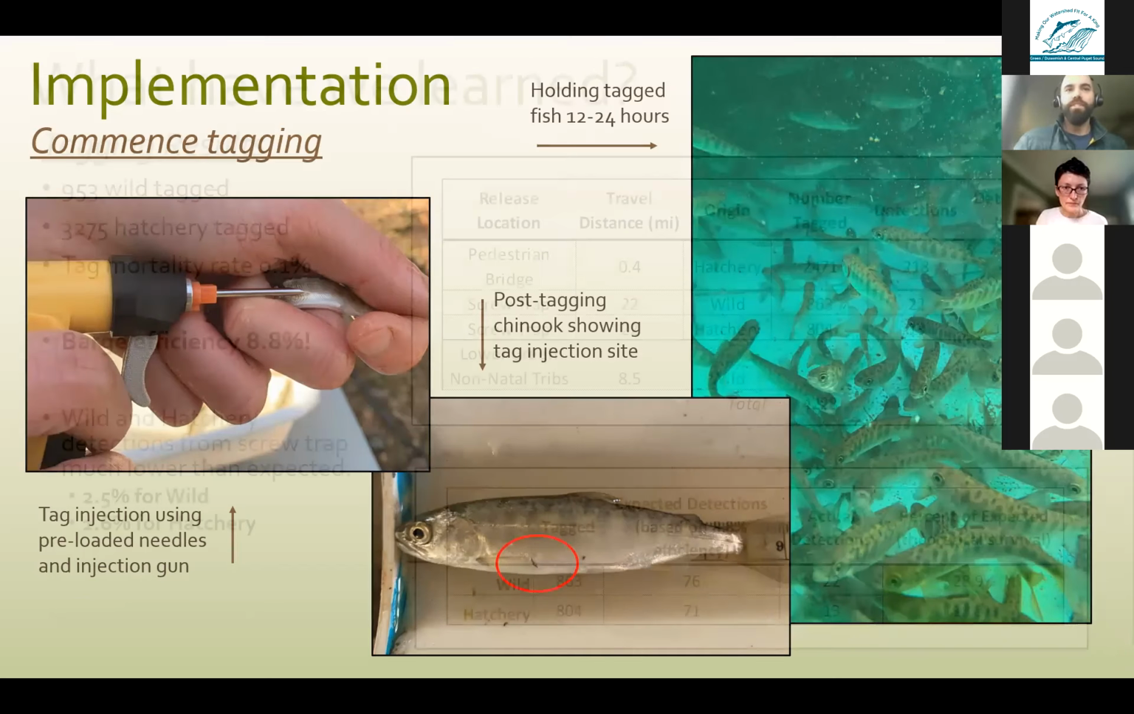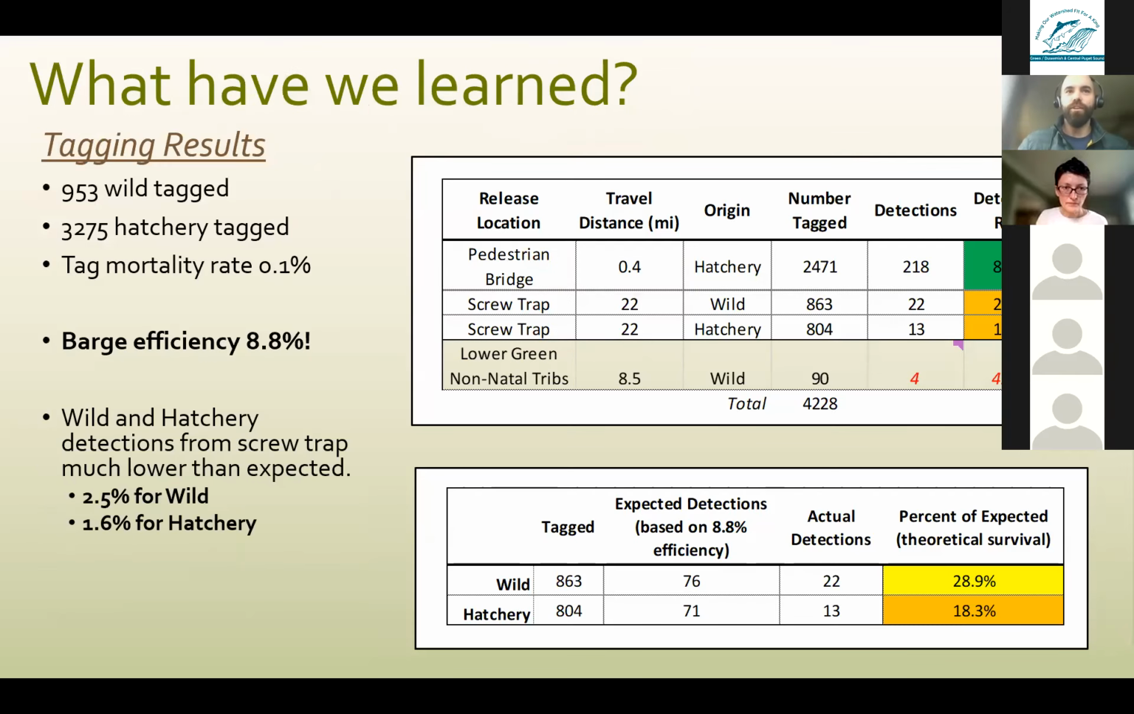All right, so from the tagging results, what have we learned? Like I mentioned, we were tagging at the screw trap. Between the screw trap, fyke nets, and all the other methods that we were implementing to catch fish there, we were able to get tags in 953 wild fish, which I'm very happy with. It took a ton of effort and a lot of creativity on both our part and DFW's to get that. So all things considered, I was pretty happy with being able to get close to 1,000.